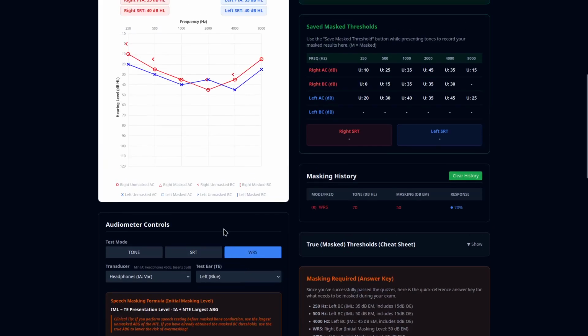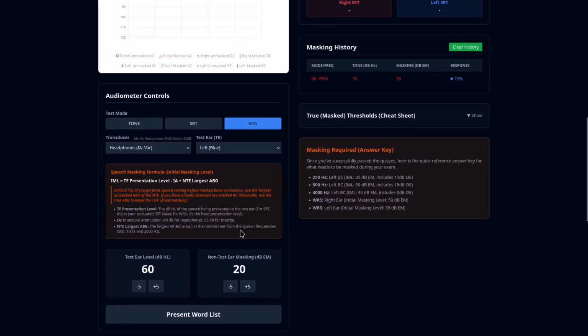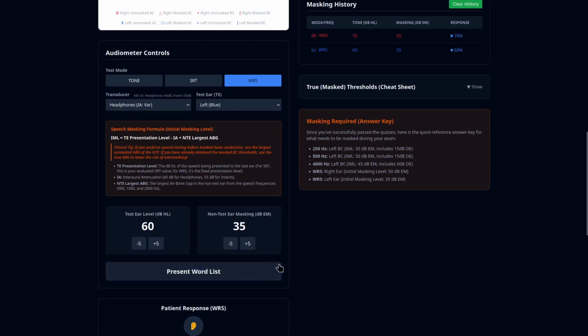So the right ear air bone gap, I see a 10 dB air bone gap is our largest that I can see. So we're going to add 10 dB on top of that, plus a safety factor. That matches up here, 35 dB. So we're going to present our word list here.